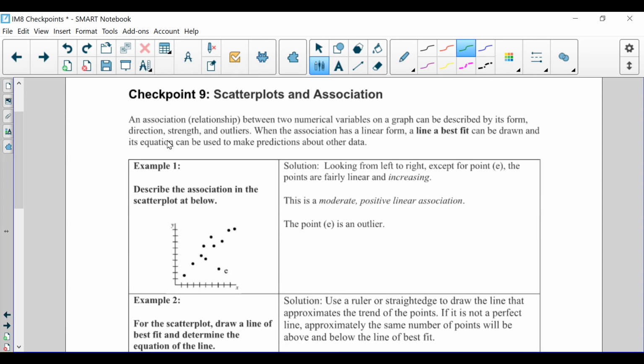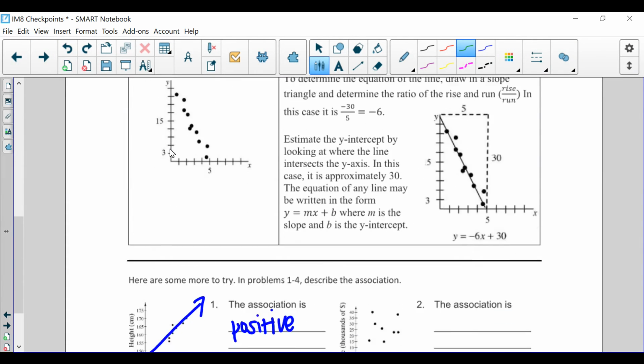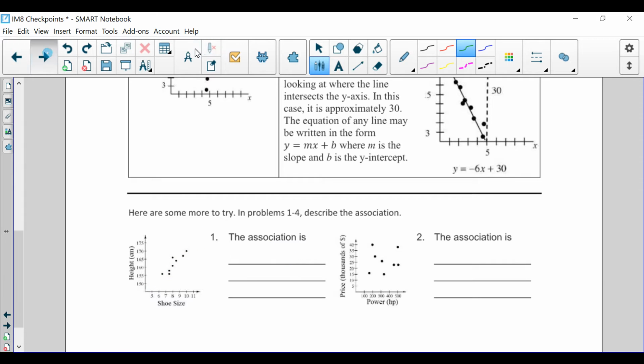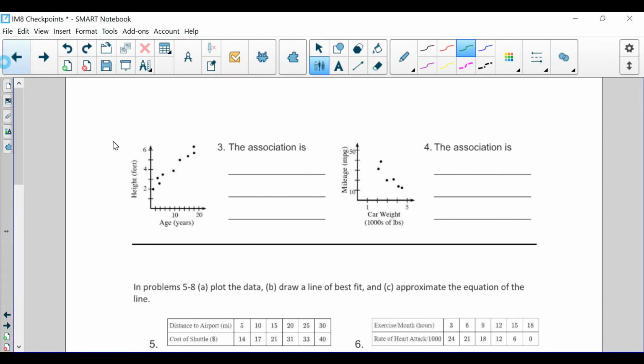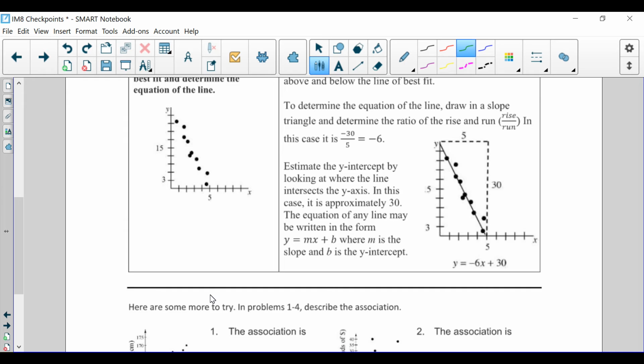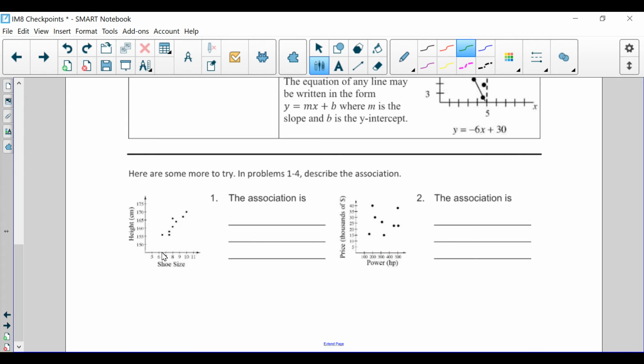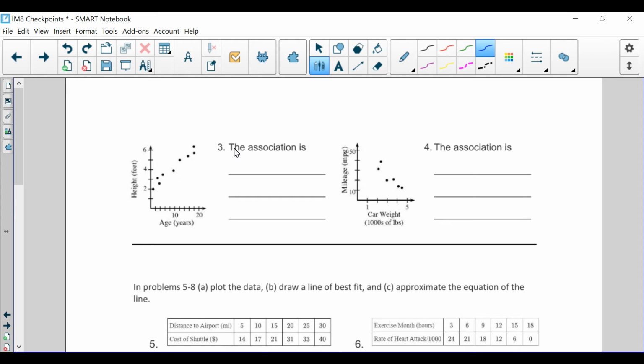Alright, let's keep going. So in these cases, all you're going to be doing is testing out whether you think it's positive, negative, or no association. So in this case, shoe size and height. If I were to draw this, that looks like it's going up, so it's positive. The next scenario, this one also looks like it's going up, so it's also positive.